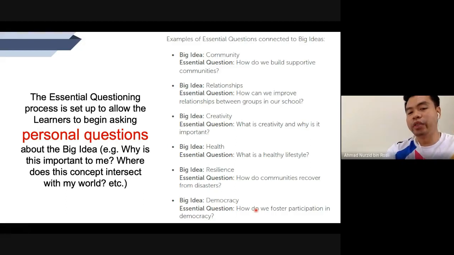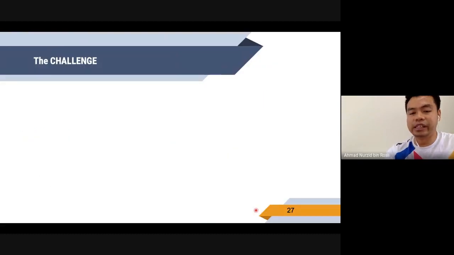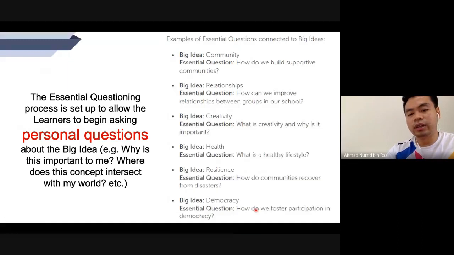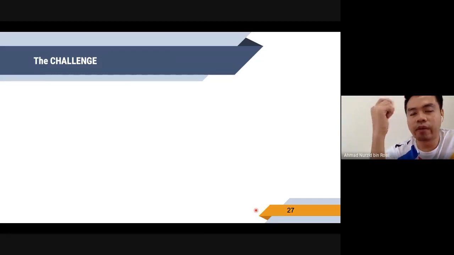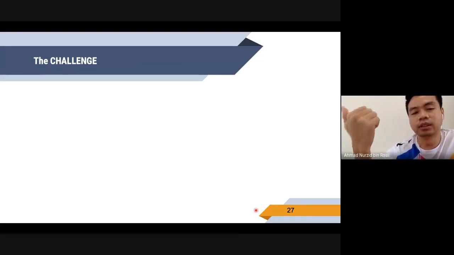We are now already in the essential question part, which is still in the engagement phase. Now we move forward to the third sub-phase, which is the challenge. In engagement, again, we have the first one, the big idea. Second one, the essential question. The third one is the challenge.